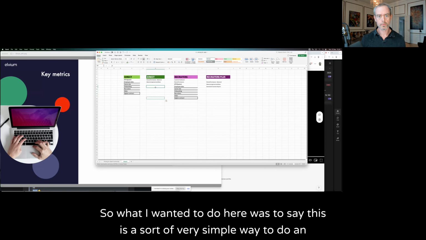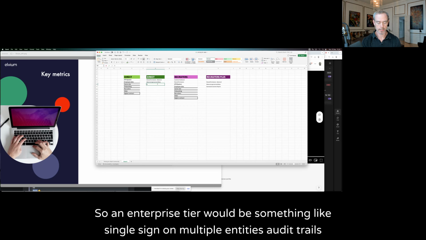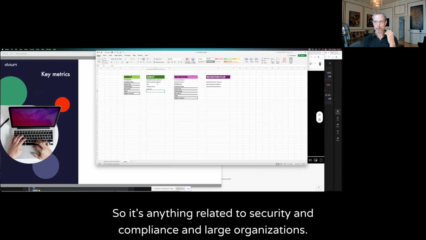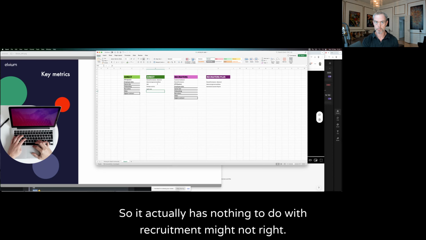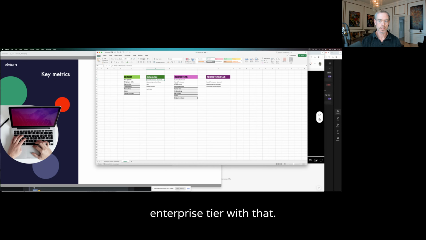So what I wanted to do here was to say, this is a very simple way to do an enterprise tier. So an enterprise tier would be something like single sign-on, multiple entities, audit trails, advanced approval workflows, advanced roles and permissions. So it's anything related to security and compliance and large organizations. So it actually has nothing to do with recruitment. Might not, right? So the idea is just to say, hey, invent a few of these features and then go into the enterprise tier with that.